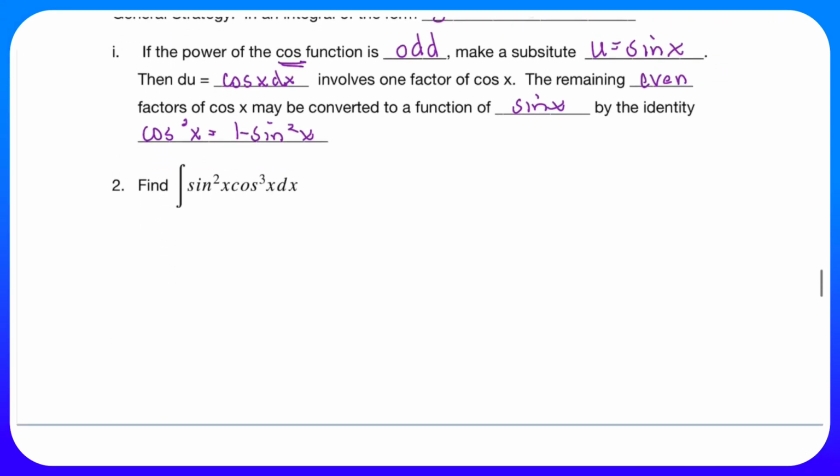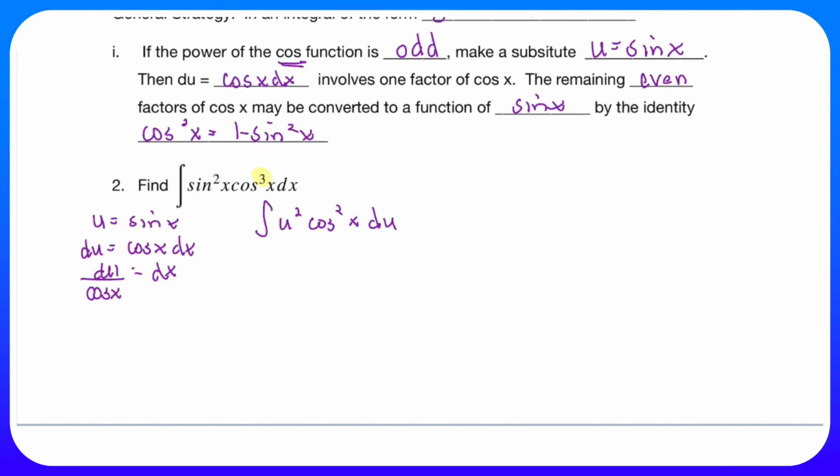Okay, so in this example, we're going to find the integral of sine squared x times cosine cubed x dx. Since cosine is an odd power, I'm going to let u equal sine of x. The derivative of sine of x is cosine of x. So when I do my u substitution, I end up with the integral of u squared times cosine cubed x, and replace the dx with du over cosine of x. Now one of my cosines cancels out, so my cosine cubed x leaves me with cosine squared. Then I'm going to replace this cosine squared with 1 minus sine squared, or 1 minus u squared.